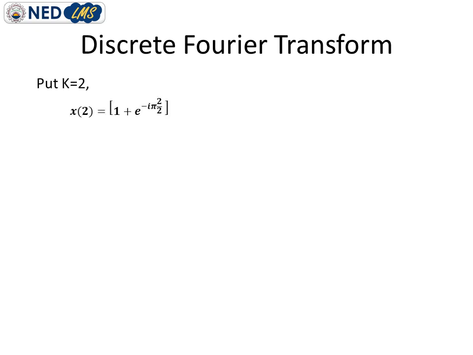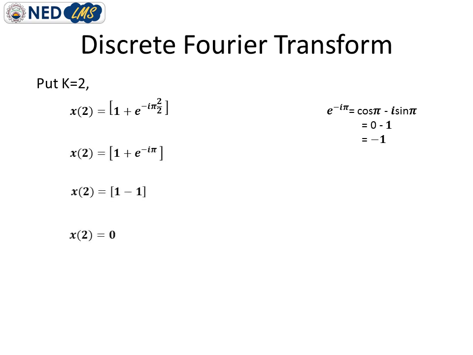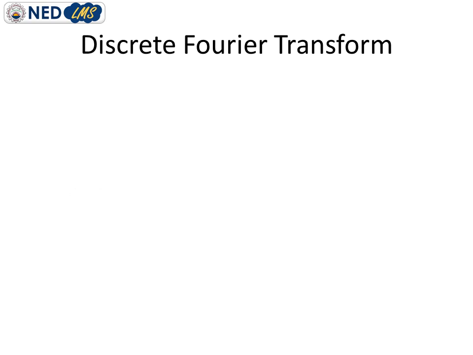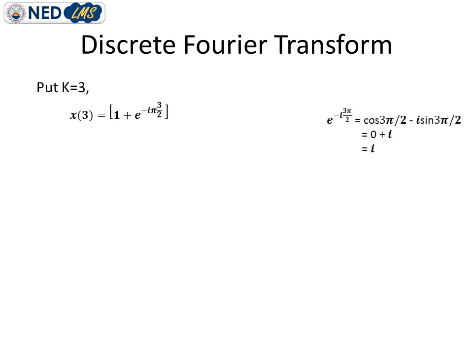Now when we put the value of k as 2, the basis function becomes e raised to power minus iota pi, and we have to expand it with the identity cos pi minus iota sine pi, and we end up with minus 1. So 1 minus 1 is basically 0. So x of 2 is calculated as 0. Now for x of 3, again we have to apply the same identity cos theta minus iota sine theta, and we will get iota in the result. So 1 plus iota is the result of x of 3.